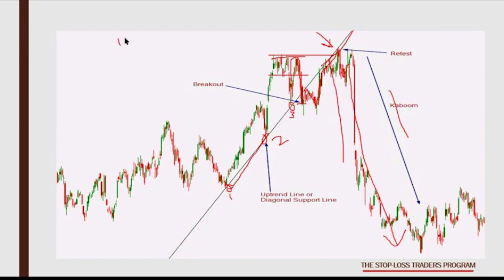Hemant is answering: an SR line. This is the flip. The support broken area will now be called a resistance, right? And it will be called a flip zone. Just a second, friends.